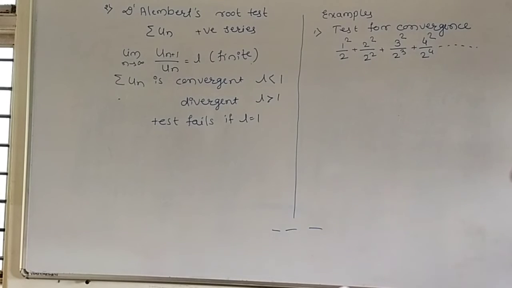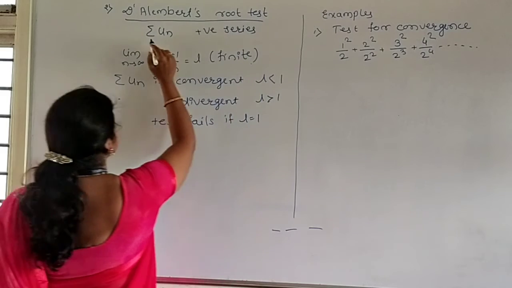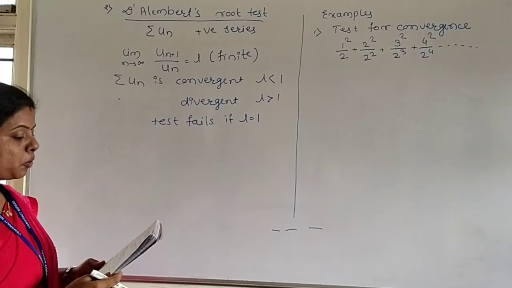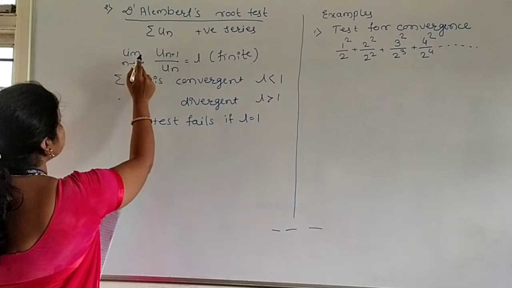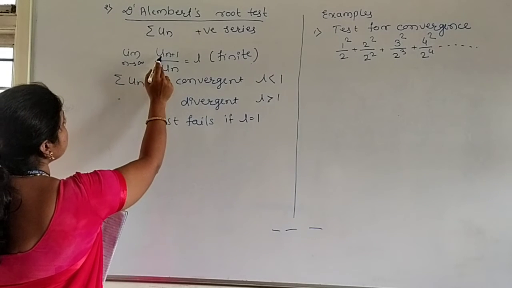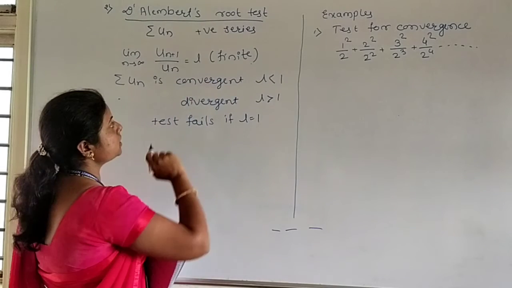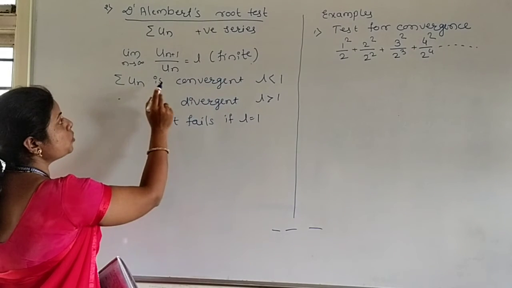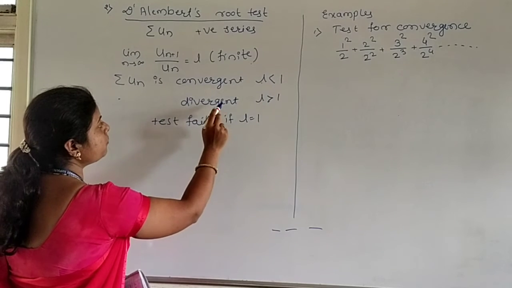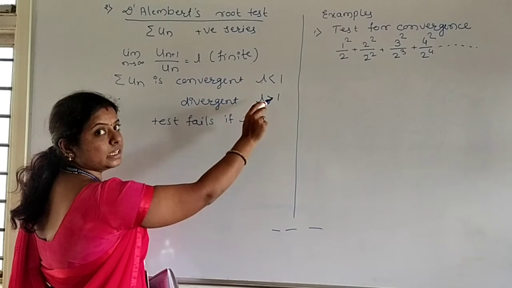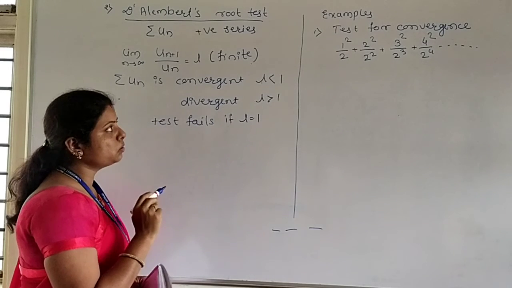The second test is D'Alembert's ratio test. Here also, the summation of un is a positive series. If the limit as n tends to infinity of un plus 1 divided by un is equal to L, where L is finite: if the summation of un is convergent, L is less than 1. If it is divergent, L is greater than 1. The test fails if L is equal to 1.